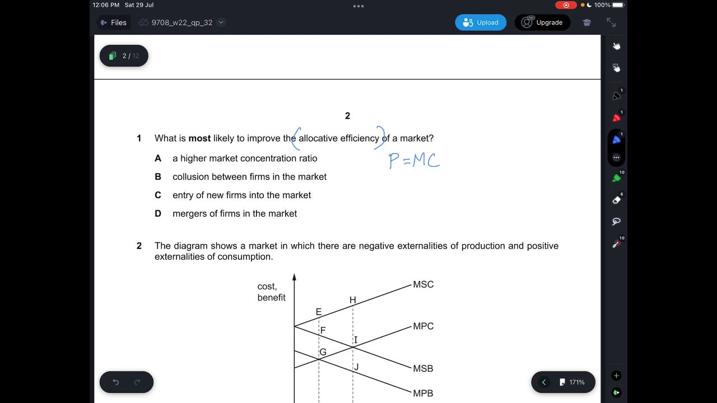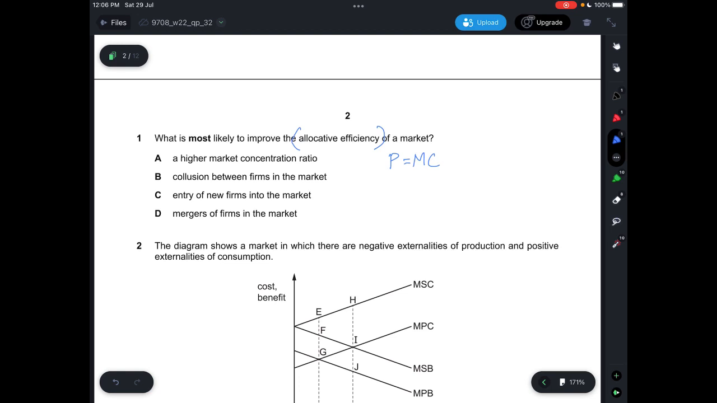Allocative efficiency is basically when the resources are allocated to their maximum potential. So in order for that to happen, first of all, you need to have high competition. So when you have high competition, there'll be many people entering the market. When there are many people entering the market, there'll be competition.